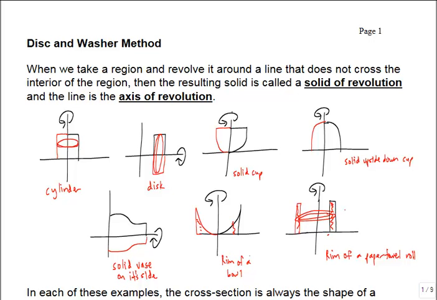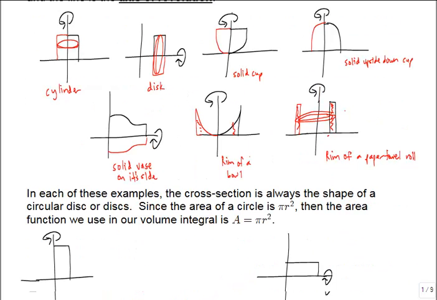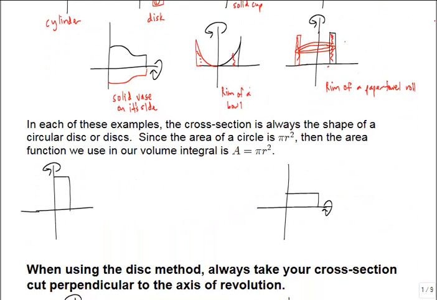Now what makes all of these examples similar is that in each example, when we rotate this 360 degrees around our axis of revolution, that means that our cross section is always in the shape of a circle, what we call a circular disc or discs. And since the area of a circle is pi r squared, then the area function that we can use in our volume integral is just going to be A equals pi r squared.